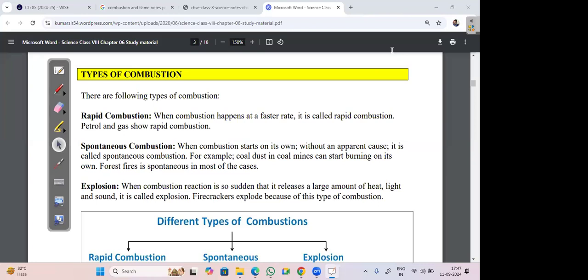Also, forest fires are spontaneous in most cases. In the summer seasons, dry branches of trees may rub with each other, creating combustion. So that is spontaneous combustion. Most of the forest fires which we see are spontaneous combustion. Then yellow phosphorus also shows spontaneous combustion. Yellow phosphorus, when exposed to air, burns quickly. It starts burning on its own.